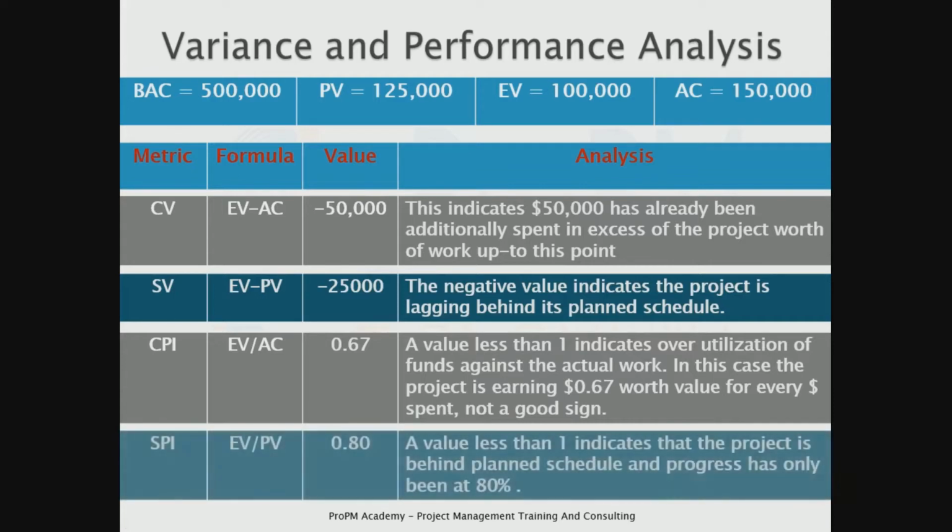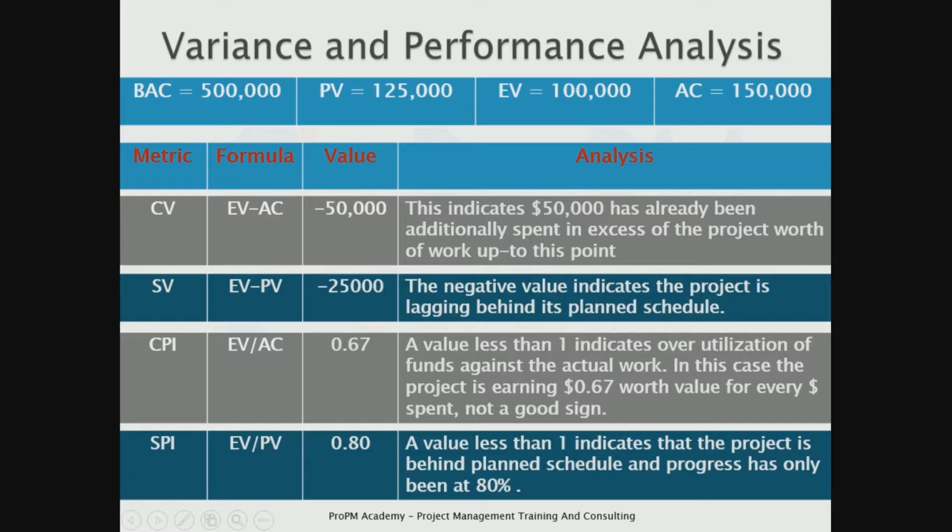Now let's look at the schedule performance index. If you apply the formula, it equates to a value of 0.80. Again, this is less than 1. So a value less than 1 indicates that the project is behind planned schedule and the progress has only been at 80%. So these values clearly give us a mechanism by which we can easily understand the project performance at the end of the 10th week in this example, right? So far it's not a good sign looking at these values.